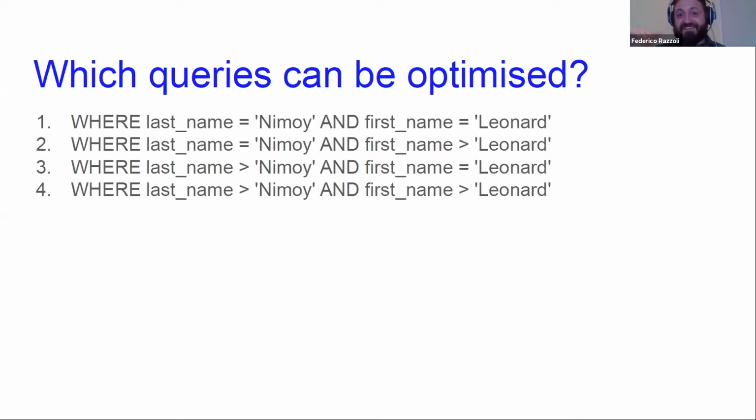Okay, so again, this is the last set of queries. As you can see, the thing here is that we have one condition on last name and one condition on first name. But the characteristic of these queries is one condition uses equal and one condition uses greater than. It could actually be less than. It would be exactly the same thing.